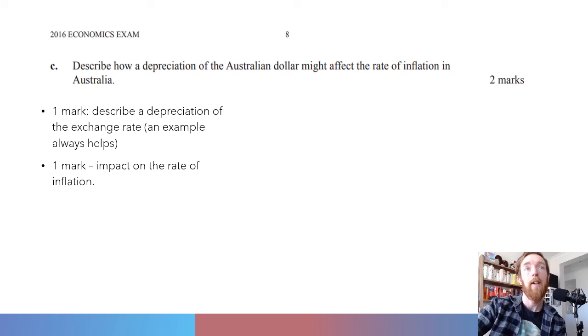Probably is though. So for this one, describe how depreciation in the Australian dollar might affect the rate of inflation in Australia. 1 mark comes from describing a depreciation of the exchange rate. An example always helps. Whenever you can, throw in an example. It shows you're smart and you know what you're talking about. And then 1 mark for the impact on the rate of inflation.